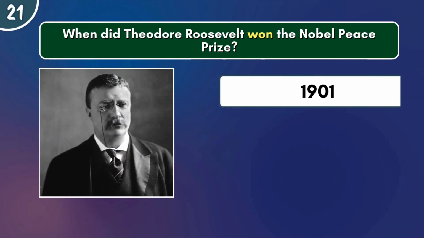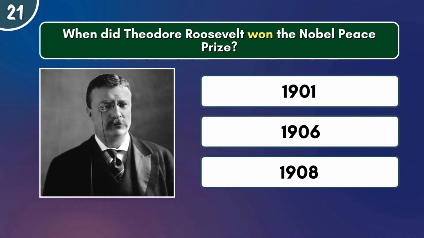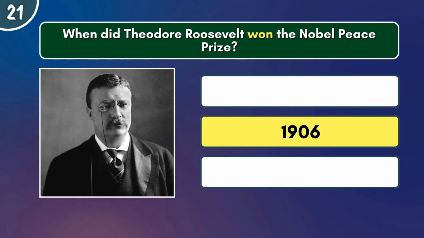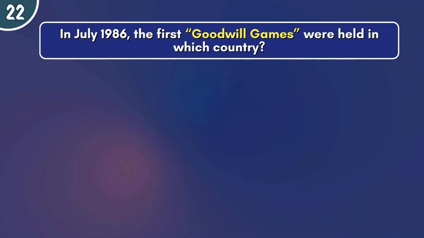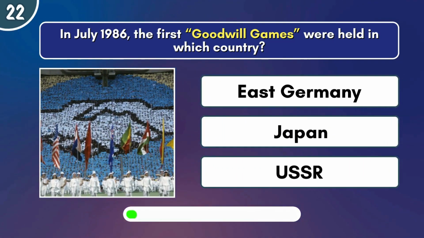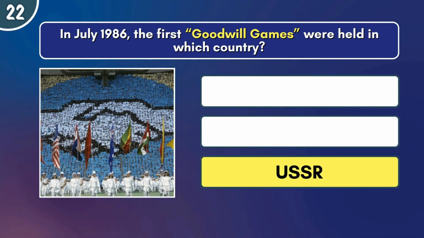When did Theodore Roosevelt win the Nobel Peace Prize? 1901, 1906, or 1908? It's 1906. In July 1986, the first Goodwill Games were held in which country? East Germany, Japan, or the USSR? It's the USSR.